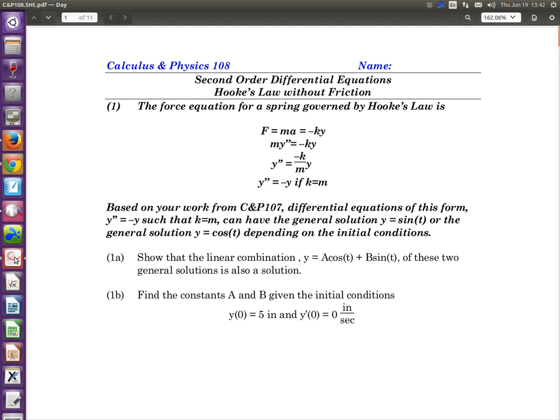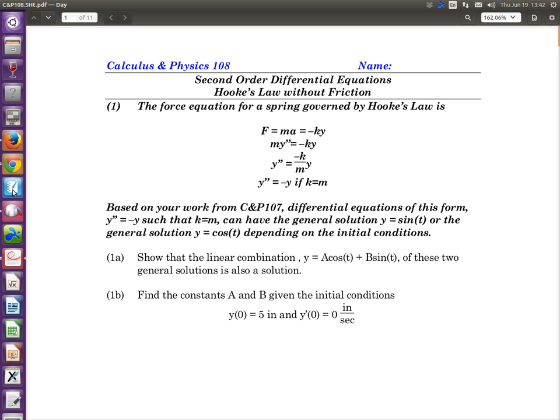So let's show that the linear combination y equals a certain number of cosines plus a certain number of sines of these two general solutions is also a solution, a more general solution. And then find the constants a and b given some initial conditions. Let's say y of 0 is 5, so you've stretched out the spring 5 units. y prime of 0 is 0. y of 0 is 5 inches, so you stretch it out 5 inches, and y prime of 0 is 0 inches per second, so it's a moment right before you let go, the spring is not in motion, then you let go, right? Okay, let's try that.